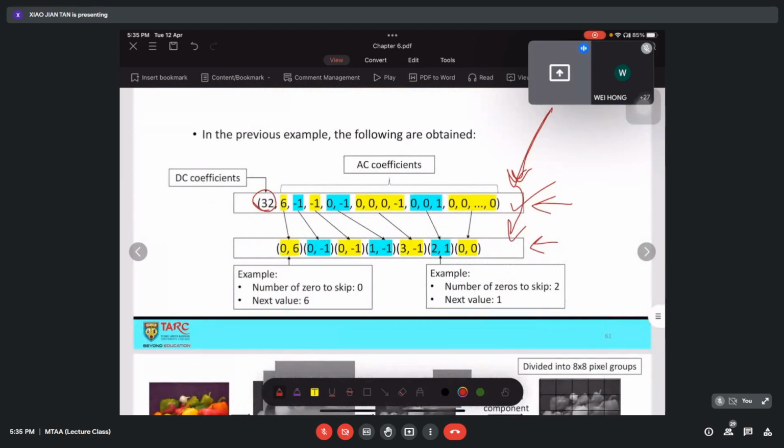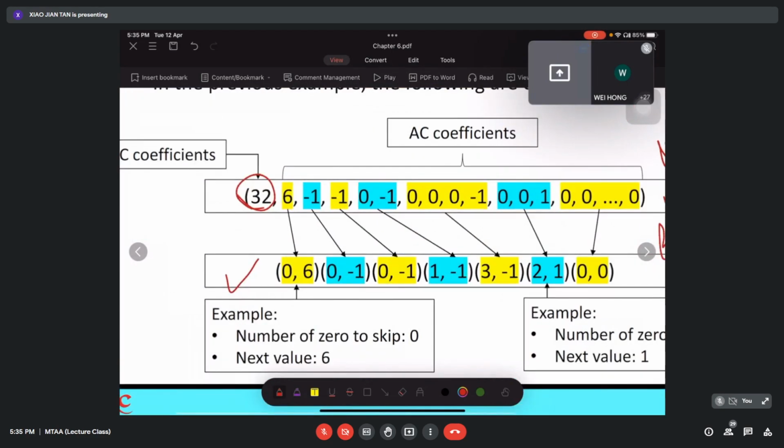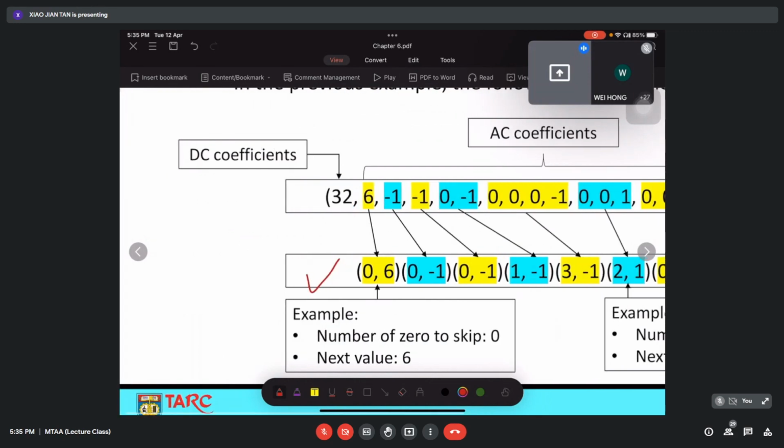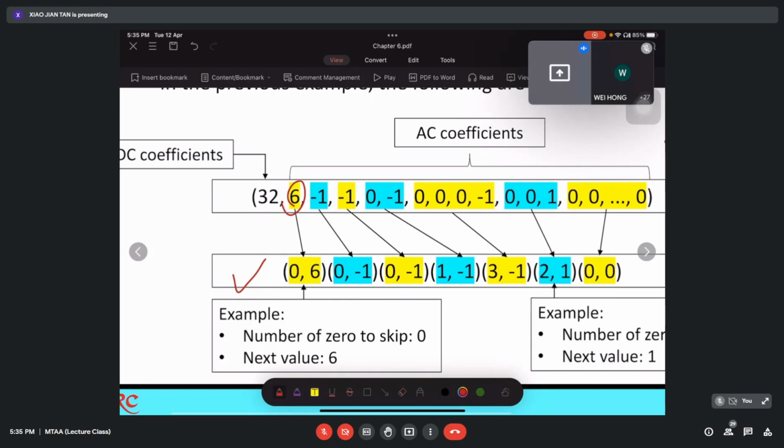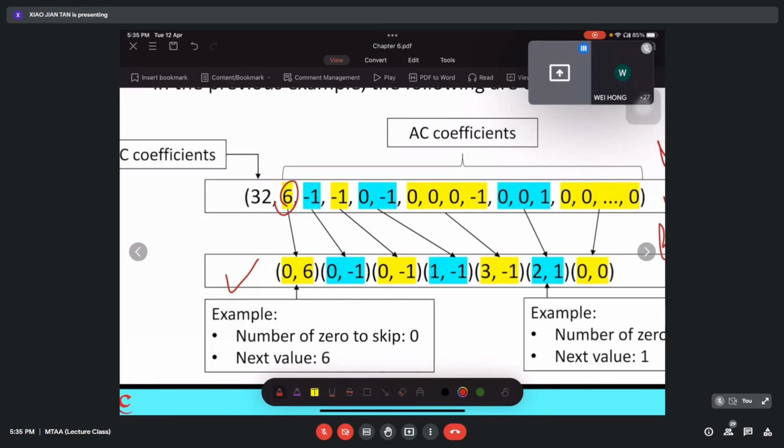So for this one, how do you formalize it? Let me explain this again. If you don't have any zero value, put a zero, I mean, skip so-called. So a zero, and the next upcoming value is 6. So 6, and then another bracket. Do you have any zero between -1 and 6? No. So 0, and then put your next upcoming value, which is -1.